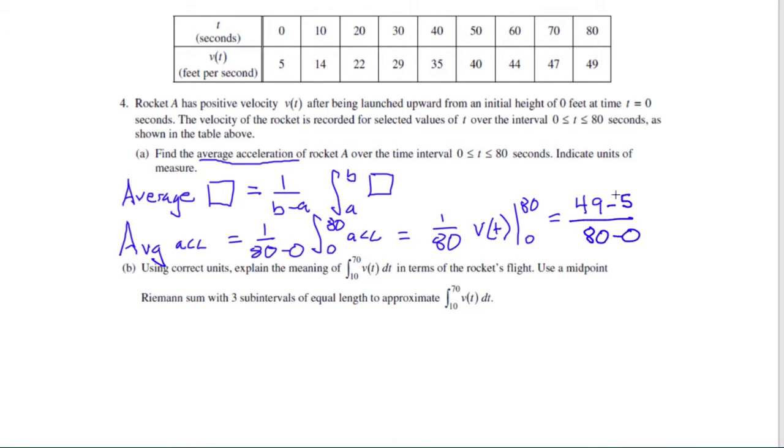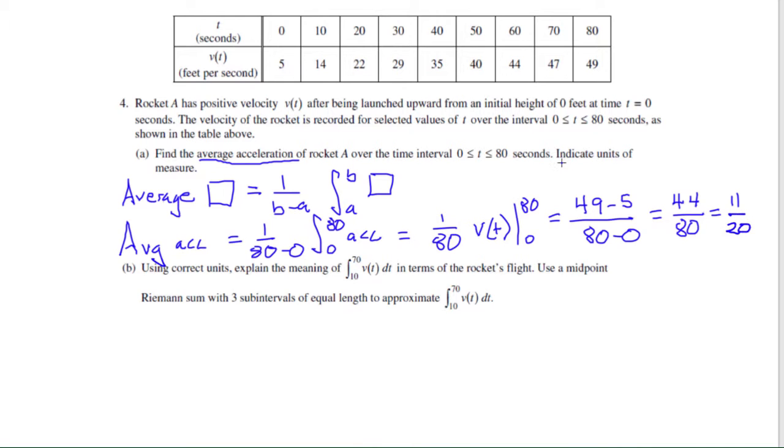And some people, you can just skip to this step if you want, because average acceleration is the secant line from 0, 5 to 80, 49. And if you skip to that point, perfect, that works out. And simplifying this a little bit, that's going to be 44 over 80, and then I'm going to divide the top and bottom by 4. That's going to be 11 over 20.